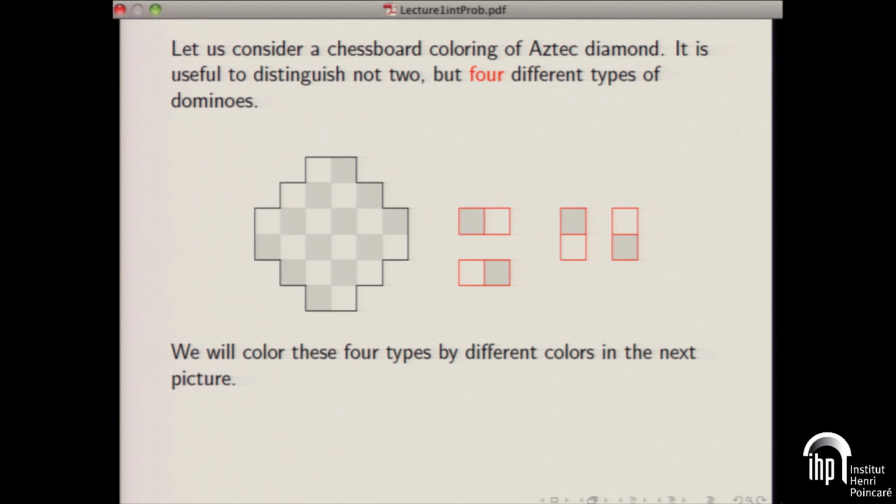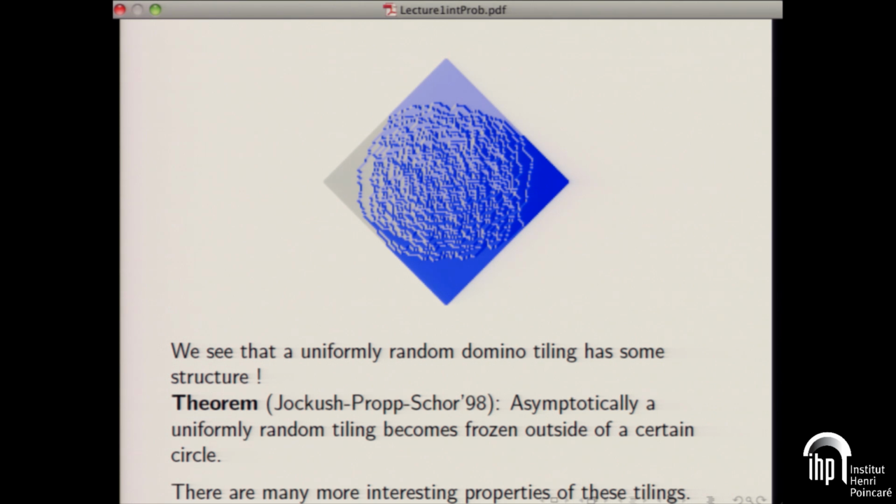So the question is what a uniformly random domino tiling of a large Aztec diamond looks like. This is a simulation. It looks somehow like this. In this picture, we color these four types of dominoes by four different shades of blue.